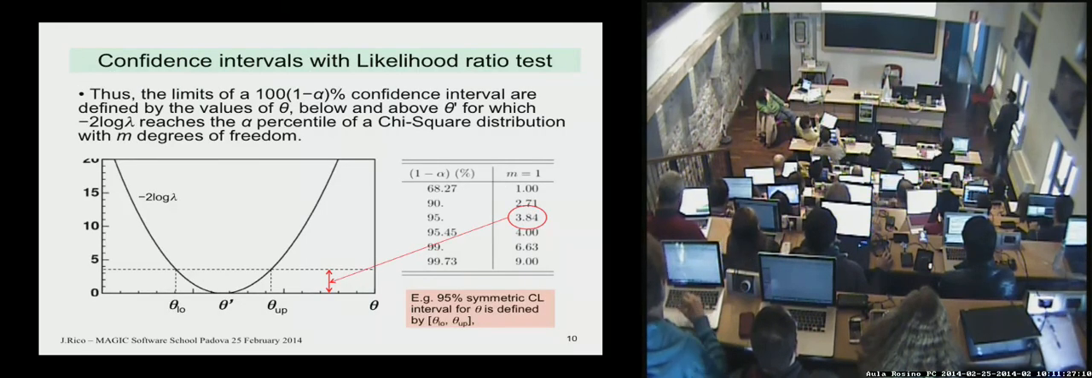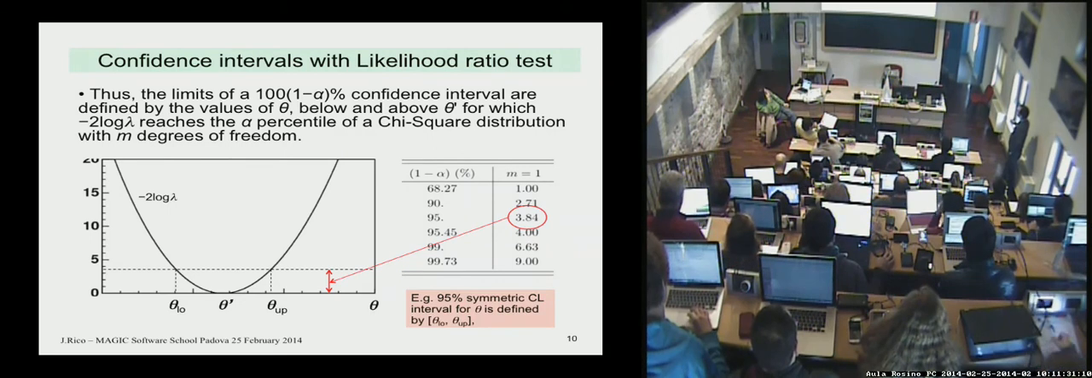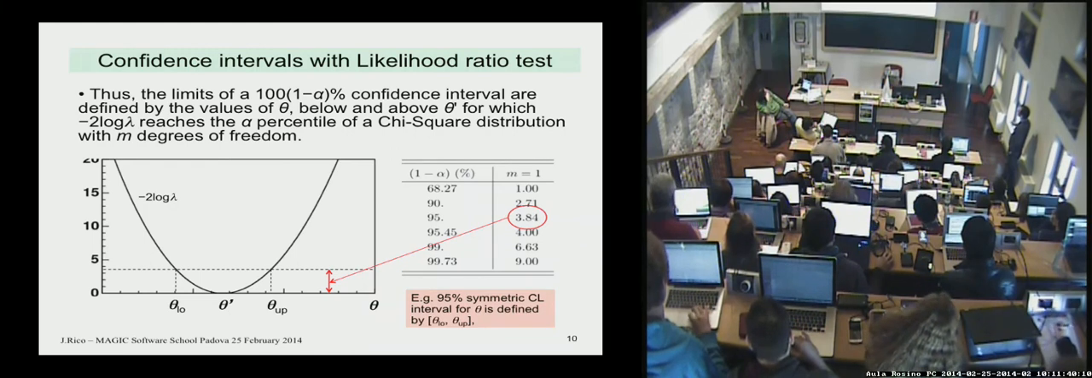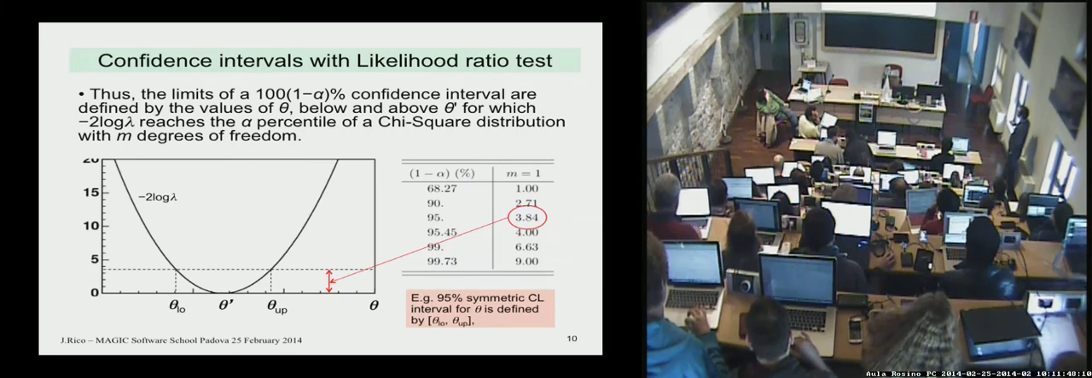So the limits with a certain confidence level interval are defined by the values of theta below and above the one that provides the minimum of this -2 log lambda, such that they reach the percentile of the chi-square distribution with m degrees of freedom, as we were showing before.